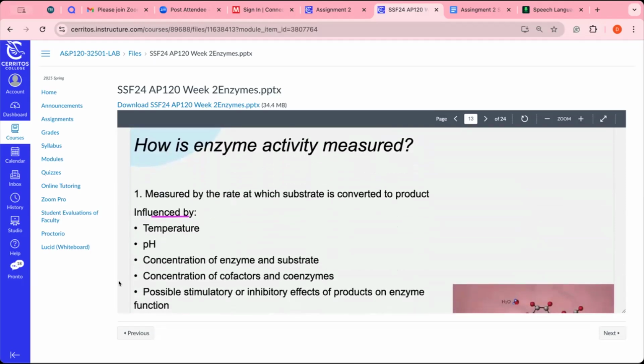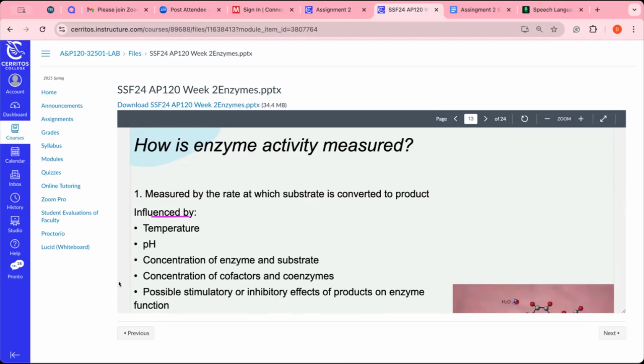Okay, so once we do have an enzyme reaction, how do we measure the activity? Well, it's measured by the rate at which the substrate, remember that's the initial ingredients, are converted to product. And that's influenced by some things that we've already seen: temperature, pH or acidity. Acidity, if it's less than 7, baseness, if it's larger than 7, the pH.